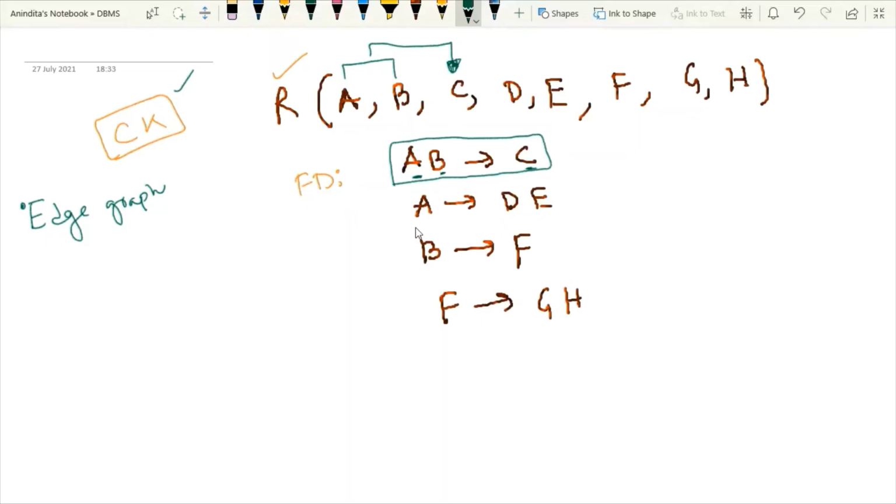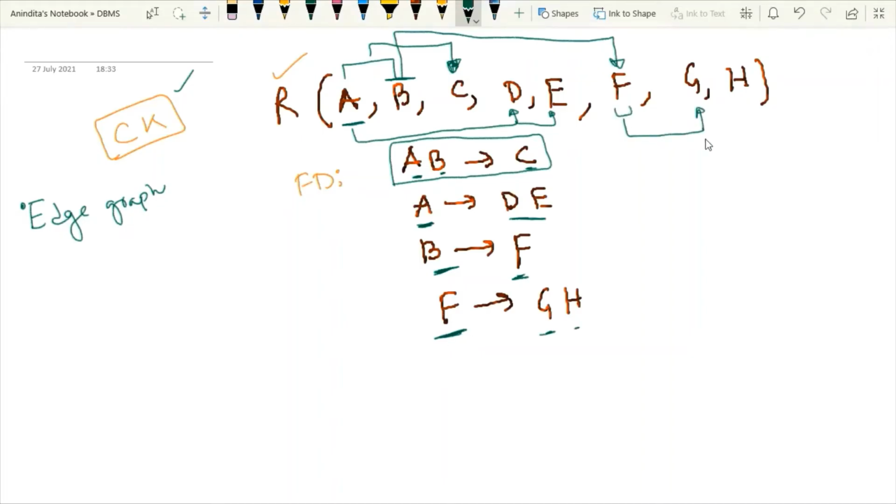Again, I am repeating. If I know the value of A, then I can search for DE. Then again, if I know the value of B, then I can search for F. And again, if I know the value of F, then I can search for G and H. See, this is known as edge graph.